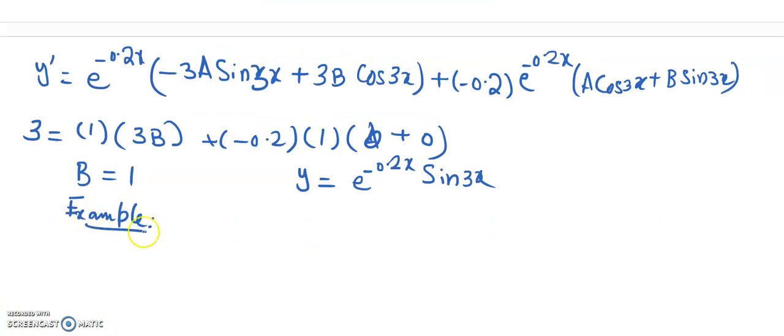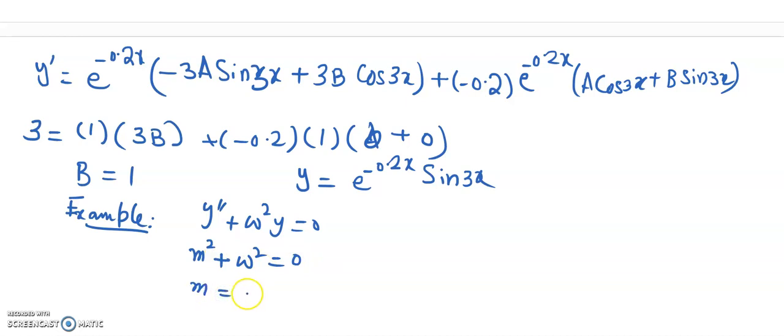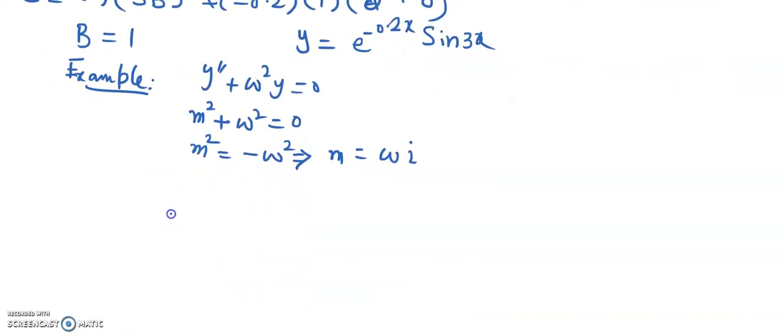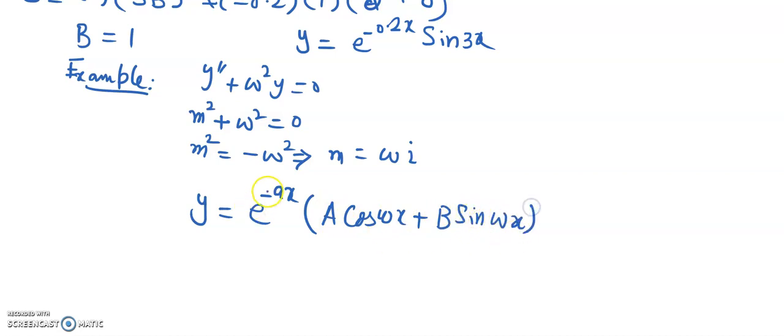So another example, a very simple one: y double prime plus omega square y is equal to 0. The characteristic equation will be m square plus omega square is equal to 0. So m square is equal to minus omega square, so m will be equal to omega i. Okay, so in this case, alpha is equal to 0, and the general solution was y is equal to e power minus alpha x times a cosine of omega x plus b sine of omega x. So alpha is 0, so this term will be 1. Omega is omega, and we say that omega is not equal to 0. So the solution is simply a cosine of omega x plus b sine of omega x.